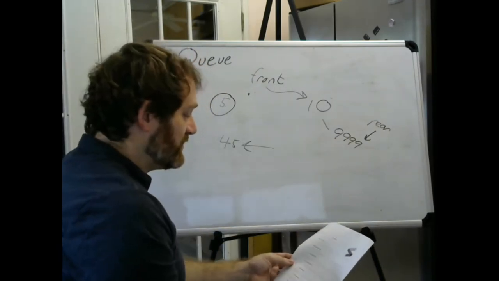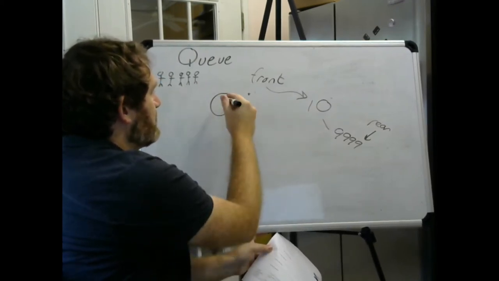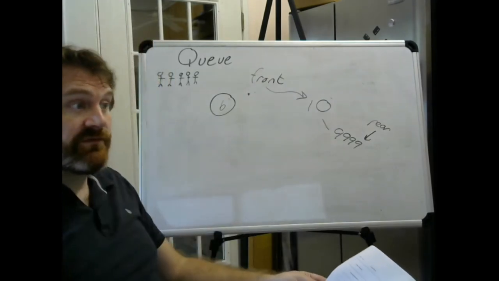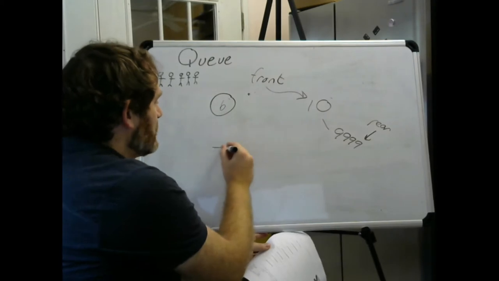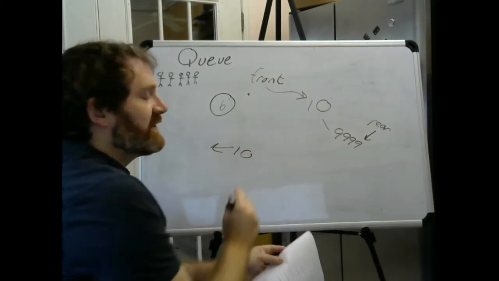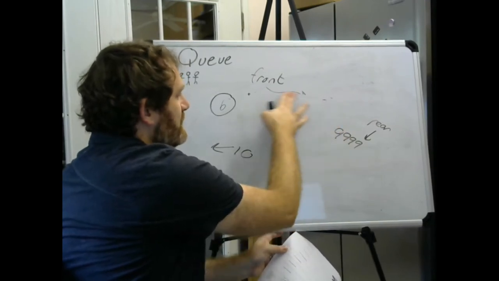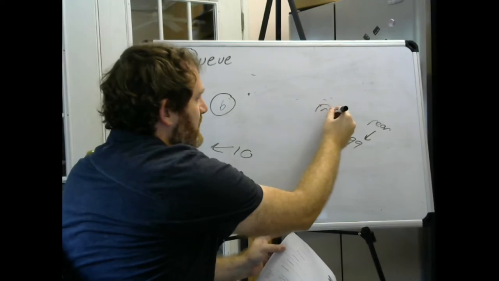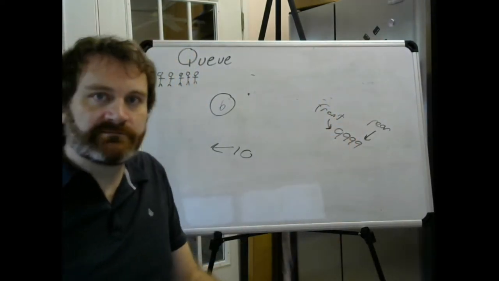Step six, who do we DQ? We DQ the front of the queue. The front of the queue this time is 10. So we're going to remove and return 10. So 10 is gone out of our queue. And now we're back to a case where we only have one item in the queue, and that's 9999.